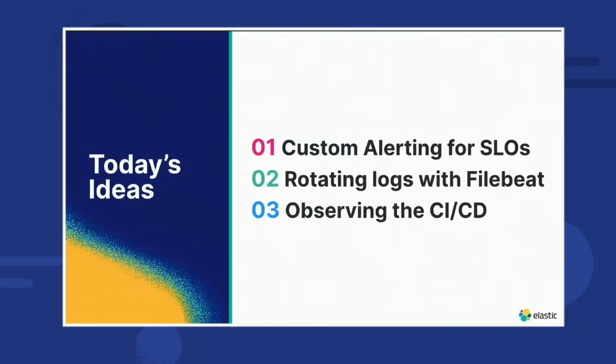So without further ado, let's get into some of the ideas. Today, we're going to look at a new approach that could make alerting related to service level objectives much better. An idea for rotating logs that would improve the reliability of log collection, and a great way to observe the operations of your CI/CD pipelines using Elastic.